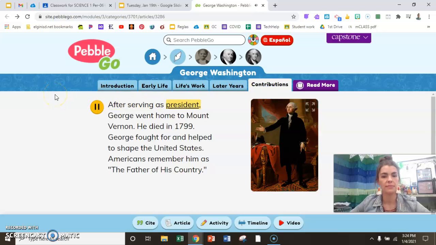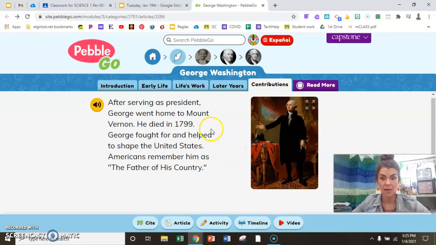After serving as president, George went home to Mount Vernon. He died in 1799. George fought for and helped to shape the United States. Americans remember him as the father of his country. He helped to lead us in battle, to win that battle, and then to create the new country that we live in today, the United States of America. For this reason, we call him the father of his country, because he was the first who helped to create it. Is there a video?